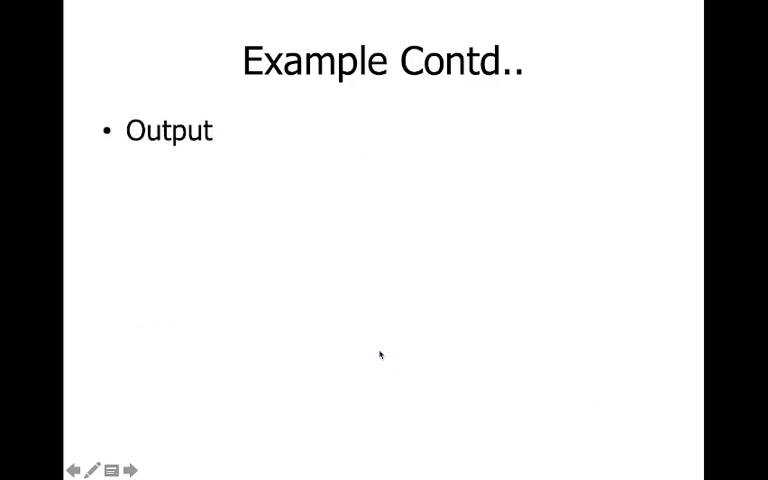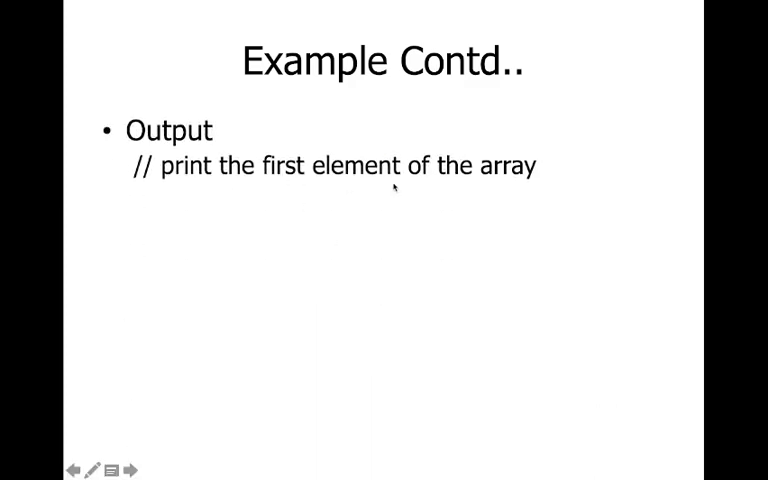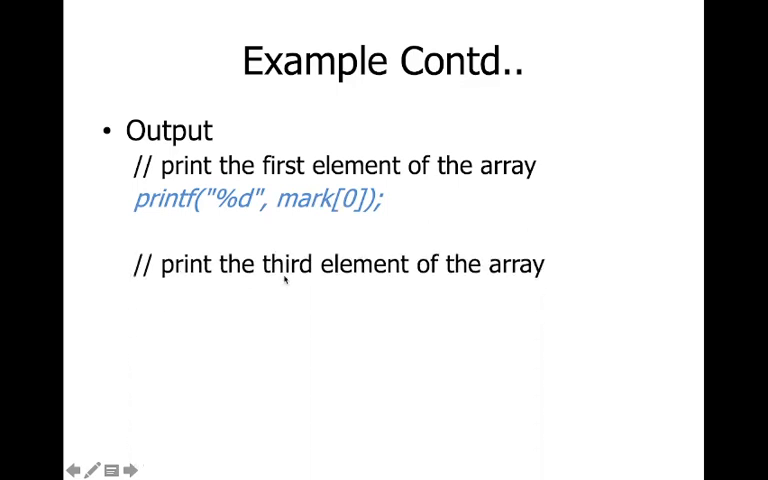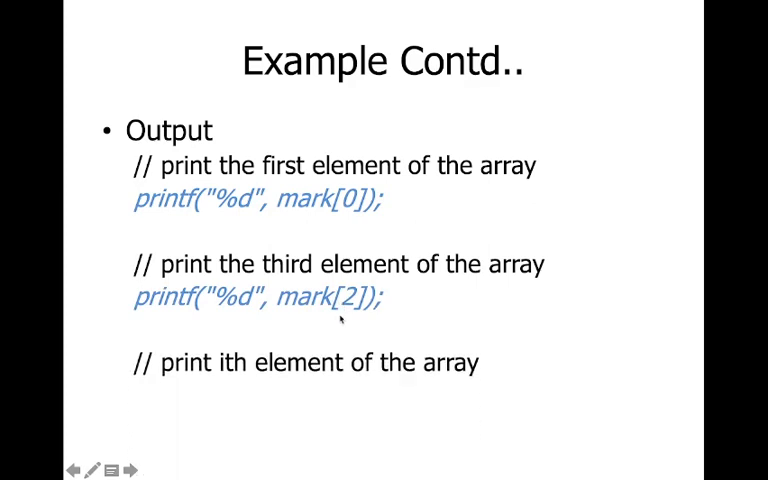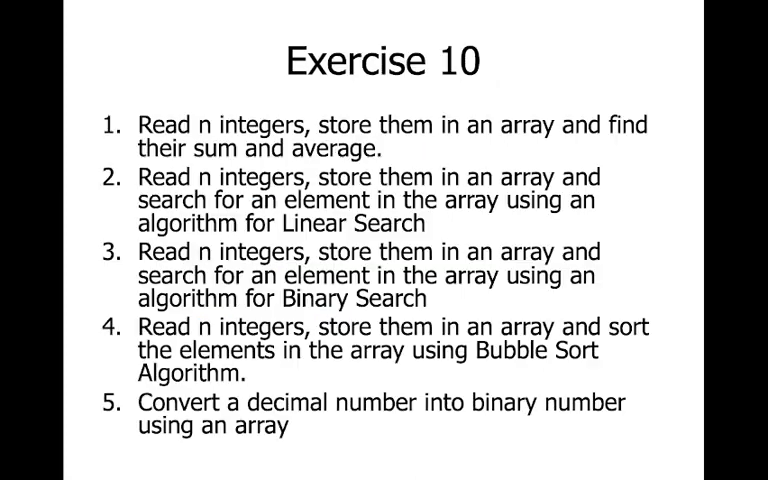Now how to output? If you want to print the first element of the array, you have to use printf %d mark of 0. Then to print the third element of the array, you have to use mark of 2. To print the ith element of the array, you have to use mark of i minus 1. There is no ampersand here. You have already learned this. Only for scanf you are required to show the address.